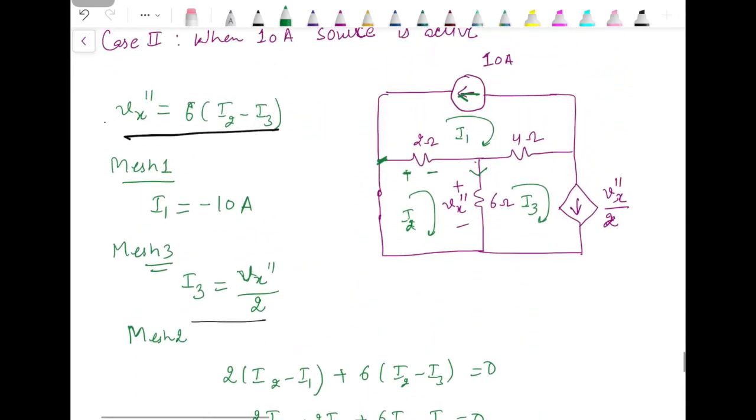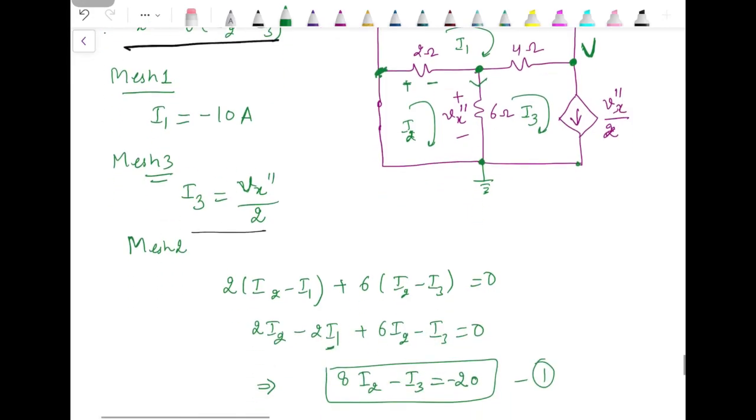You could have solved this problem in the second case by using nodal analysis as well. So this one, they all are at same potential. You can consider this one as reference. Assign one voltage to this node, that will be Vx double dash, and you need to assign one voltage over here. Let's say that is capital B. And then you can write the nodal equation, solve for Vx double dash, you will get same answer.